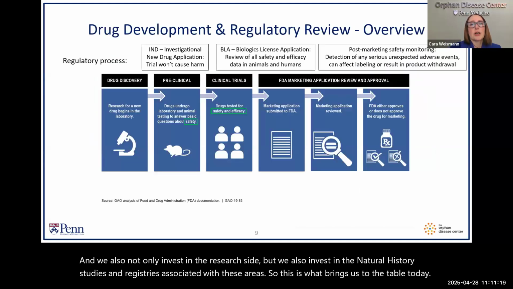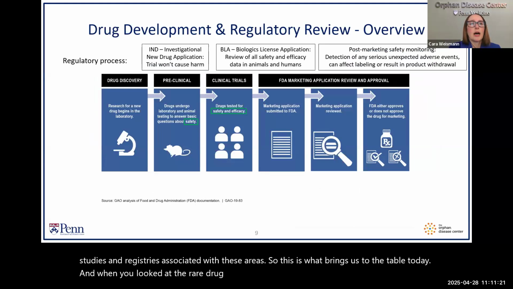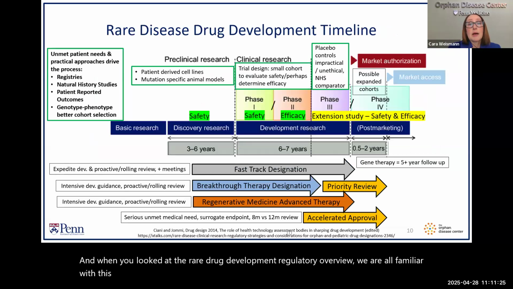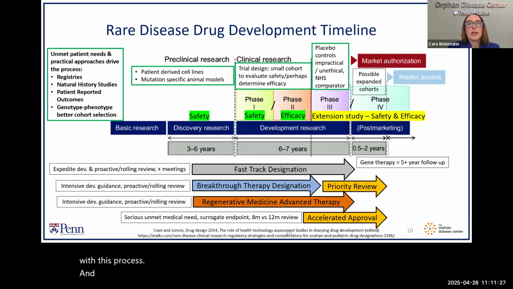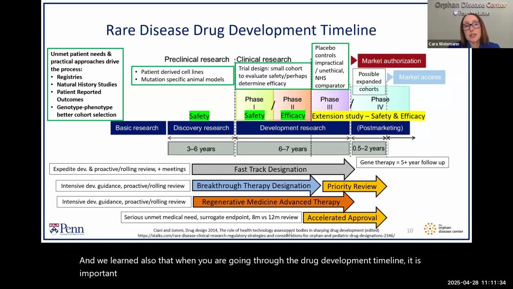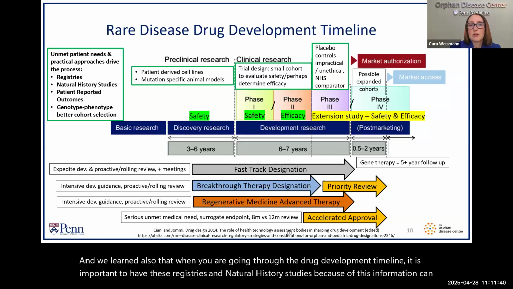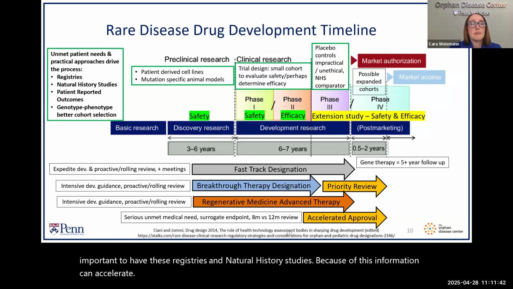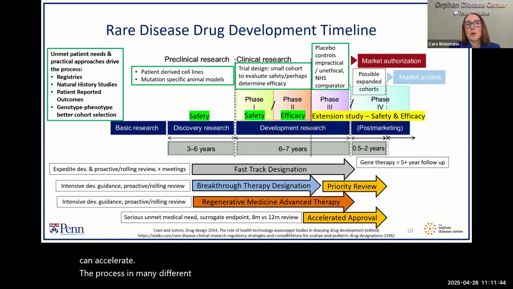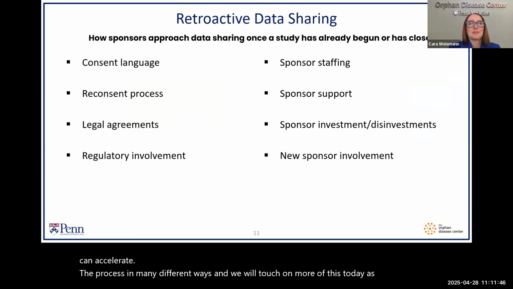And when you look at the rare drug development regulatory overview, we are all familiar with this process. And we learned also that when you are going through the drug development timeline, it is important to have these registries and natural history studies because this information can accelerate the process in many different ways, and we will touch on more of this today as well.